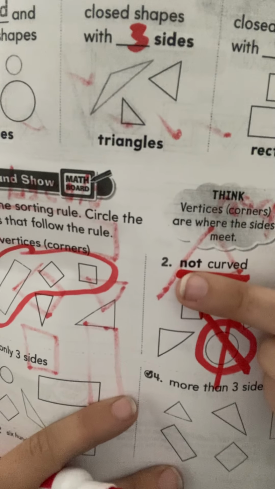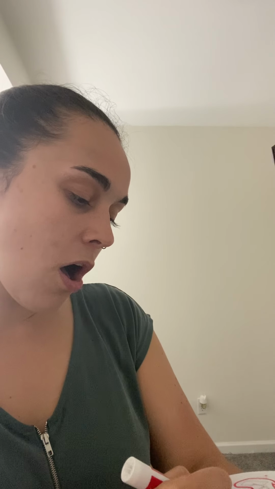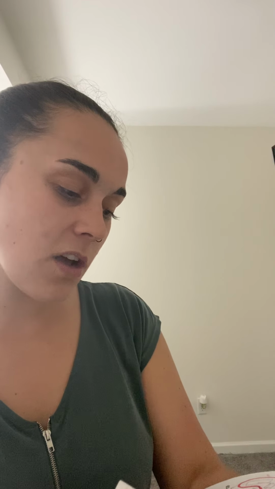Oh, Miss Gregory is going crazy. You know, you cross out those circles. Are those circles curved? Absolutely. We need to pick the ones that are not curved. Now listen, Miss Gregory makes mistakes just like you. I forgot about this not part. We want the ones that are not curved. So go ahead and circle all of those squares, all of those triangles. Yeah, sorry, Miss Gregory's page is going to look all crazy now.